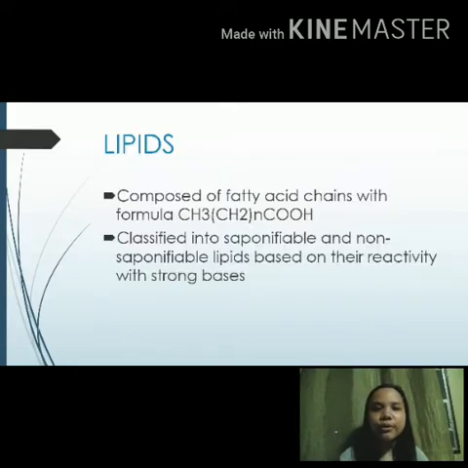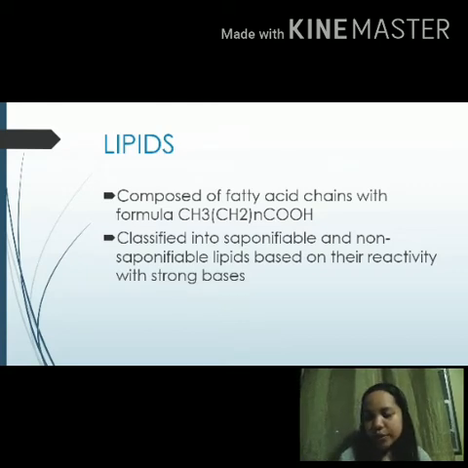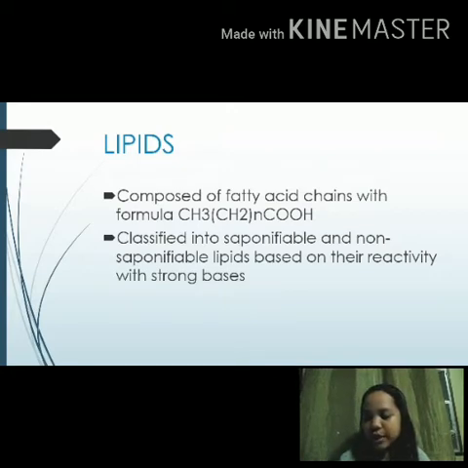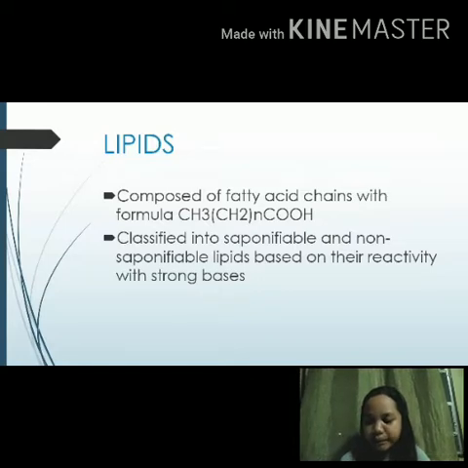So first, we want to define what lipids are. Lipids are composed of fatty acid chains with formula CH3(CH2)nCOOH, where n ranges from 10 to 28. They are classified into saponifiable and non-saponifiable lipids based on their reactivity with strong bases, which is saponification, and I will discuss that later.